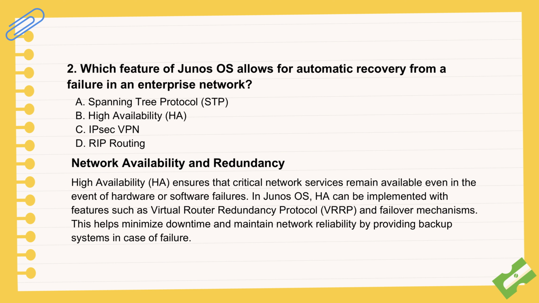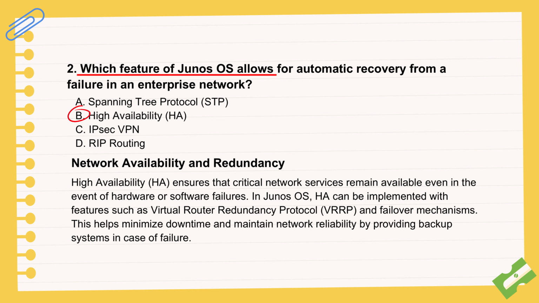Got it. Okay, question 2. This one's about resilience. Which feature of Junos OS allows for automatic recovery from a failure in an enterprise network? Choices: STP, HA, IPsec VPN, RIP routing. This points pretty clearly towards HA. High availability. Makes sense, contextually. Yeah, think about the bigger picture. Networks need to stay up. Downtime costs money, causes headaches. HA is all about building in that robustness.